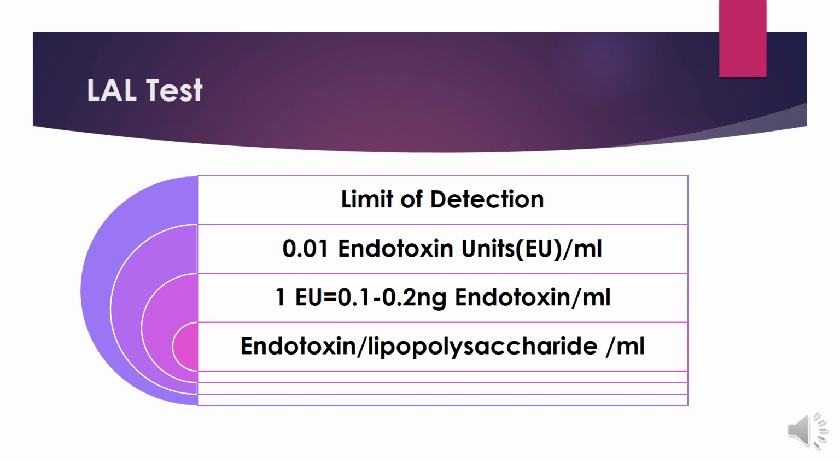So you can see one endotoxin unit is equal to 0.1 to 0.2 nanogram per ml, and the LAL test is going to determine the concentration up to 0.01 endotoxin units per ml. This shows you the high sensitivity and accuracy of the method by which it provides you the result for the pyrogen test.